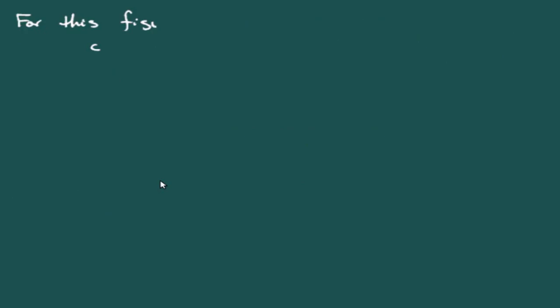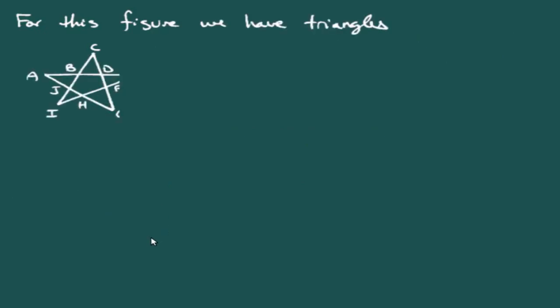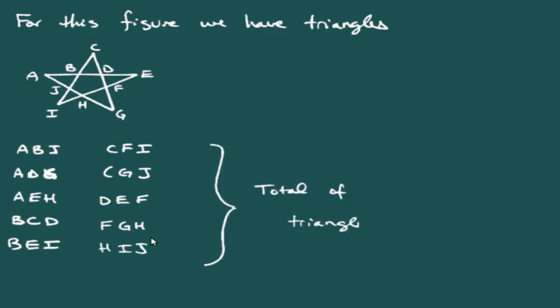So putting all of these together for this 5-pointed star with vertices A, B, C, D, E, F, G, H, I, and J with those lines, how many total triangles do we have? Only 10 possibilities for triangles: ABJ, ADG, AEH, BCD, BEI, CFI, CGJ, DEF, FGH, and HIJ. Those are our only possibilities for our triangles.